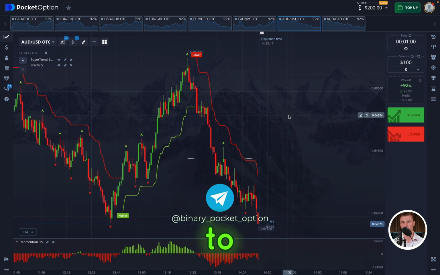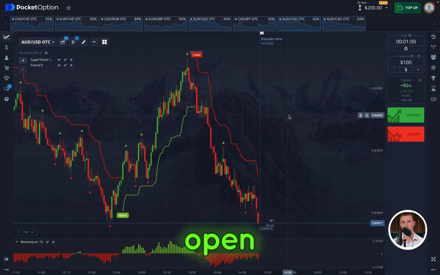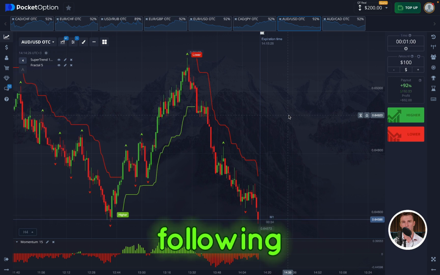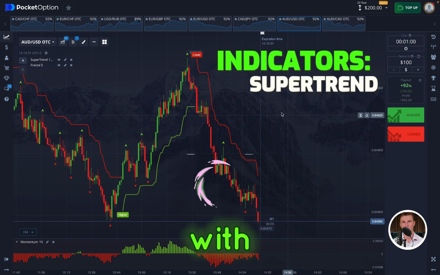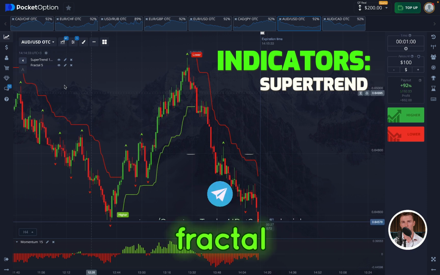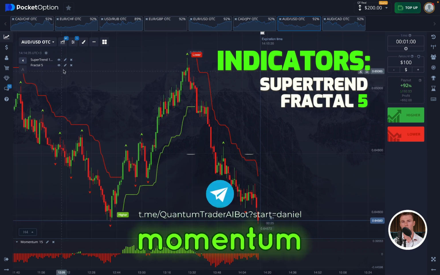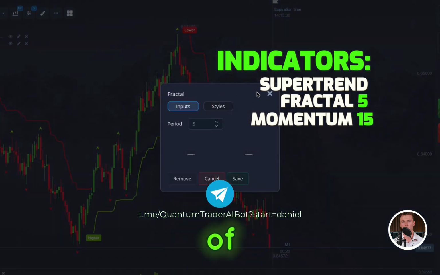I always try to analyze the trend and open deals based on the trend direction and price behavior within the trend. So for today, I have selected the following set of indicators. It is quite simple. This is a super trend with default settings, a fractal with a period of 5, and a momentum oscillator with a period of 15.